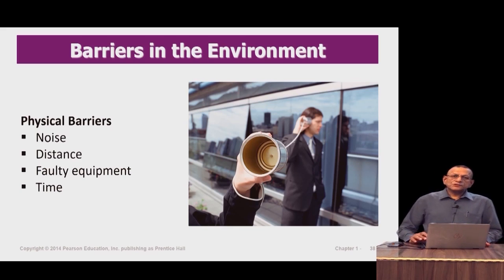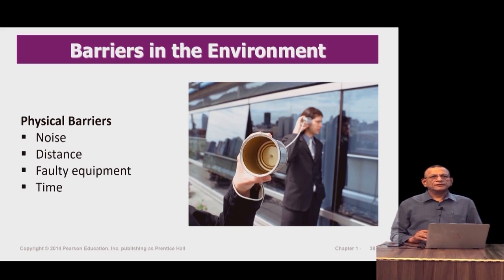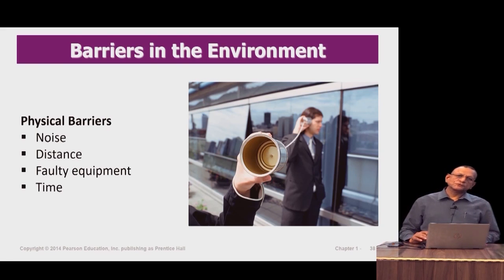So this is something like noise. Distance. Distance means what? That we are not sitting close enough to be heard properly. So if you are trying to communicate with someone who is not within a reasonable distance, then obviously it will be treated as a barrier in the environment. Then faulty equipment. You are in a position to see this in the picture, that the old telephone is being used. The equipment is not good enough to help you to communicate with the other person.